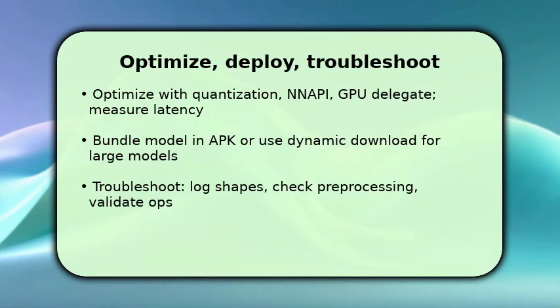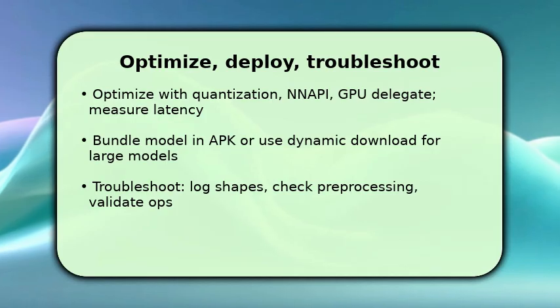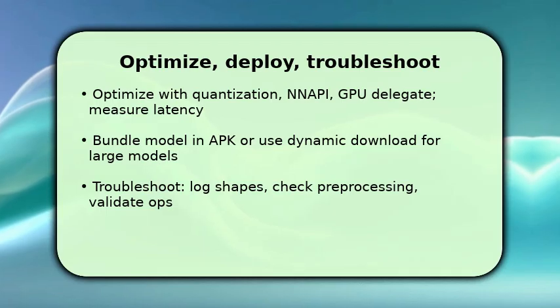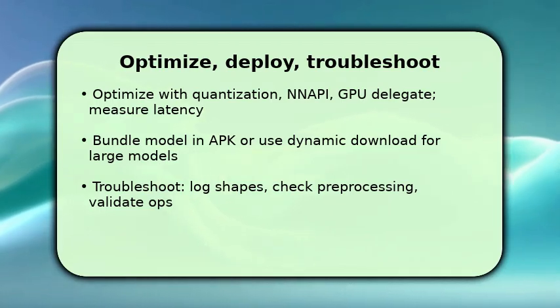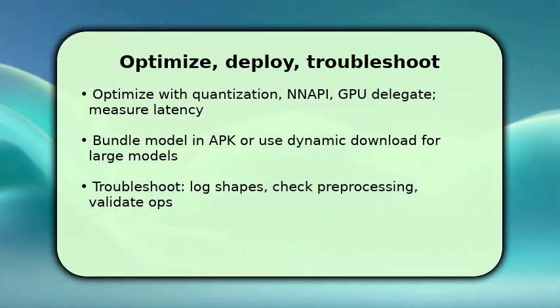To finish, optimize and package the app. Apply post-training quantization or use GPU/NNAPI delegates to cut latency and battery use. Once optimized, decide whether to bundle the model in the APK or implement on-demand model download for space-sensitive apps. Test across devices and network conditions, then sign and release.